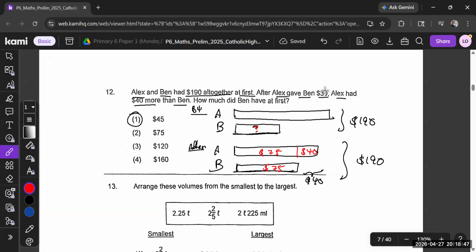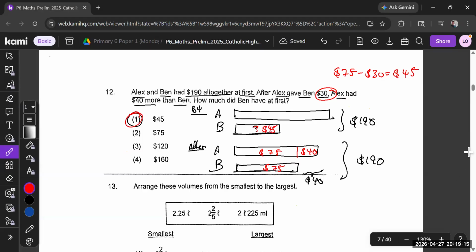Then you work backwards to find how much Ben had at first. Ben got $30 from Alex, so you throw back the $30 to Alex. So Ben must have $45 at first, which is number one. Easy? Okay, so use your model method if you don't know how to do it. Copy down quickly. Once you're done, give a thumbs up.